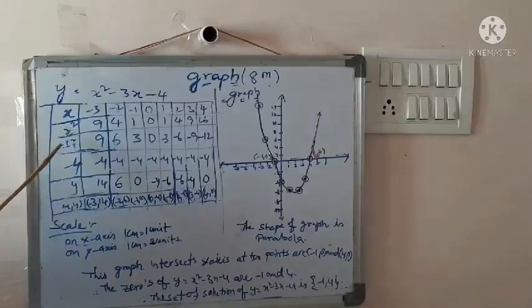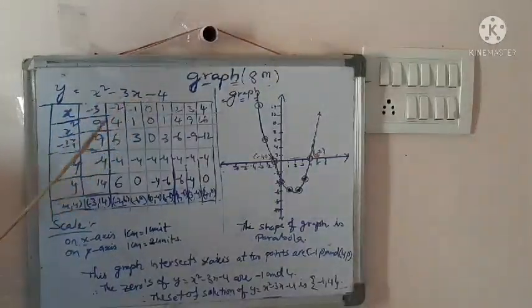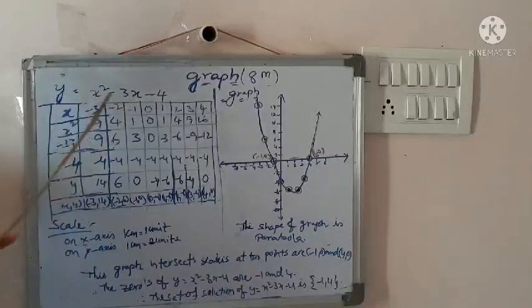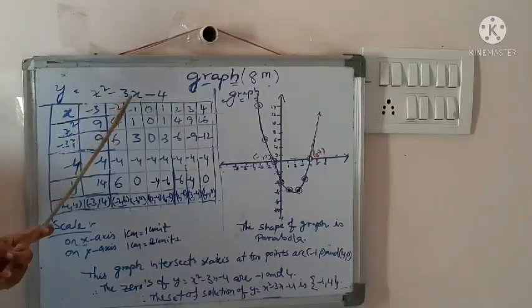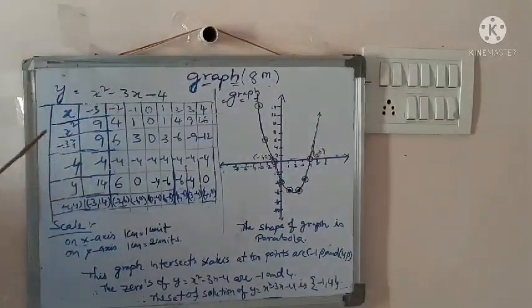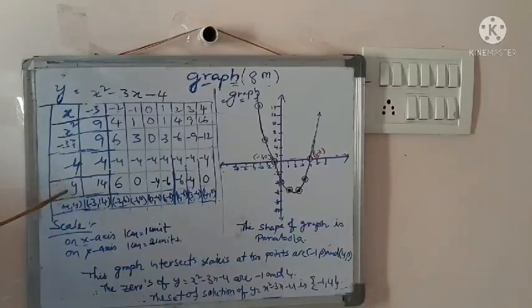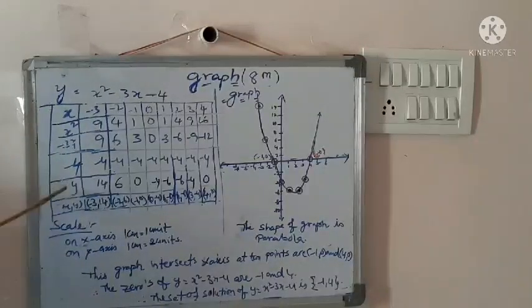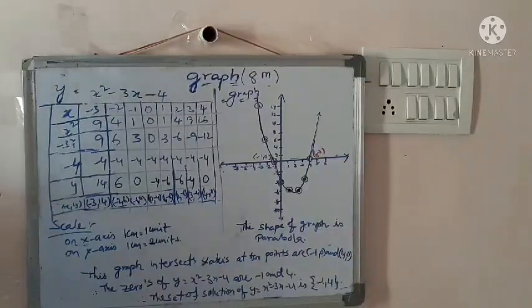And now, how many terms are in a quadratic polynomial? 3. So x square, minus 3x, minus 4. So right here in 3 columns: x square, minus 3x, minus 4. And this column right here is the y value. And in the last column we take the points.